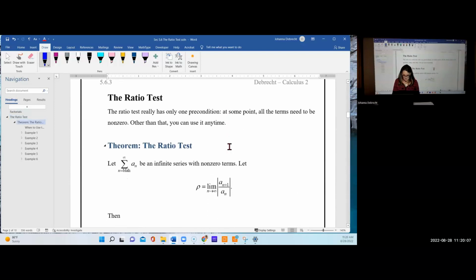Let's now go ahead and state the ratio test. The ratio test really only has one condition on it, that at some point in the tail of the sequence, all the terms need to be non-zero. Other than that, you can use it anytime. You can use it when it has positive terms in the sequence. You can use it when it has negative terms in the sequence. Just at some point, you've got to be able to cut off the head and set it aside and say, from here on, no term is 0, right?